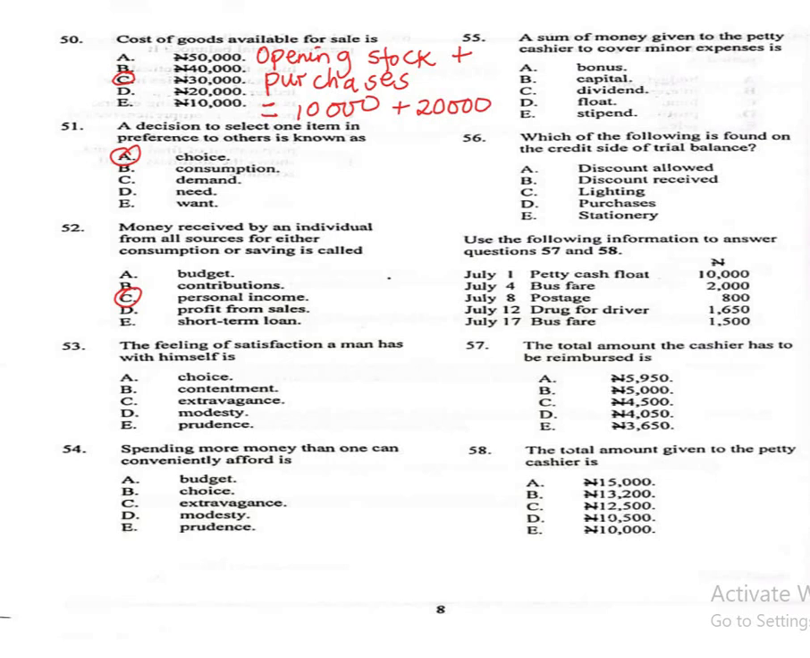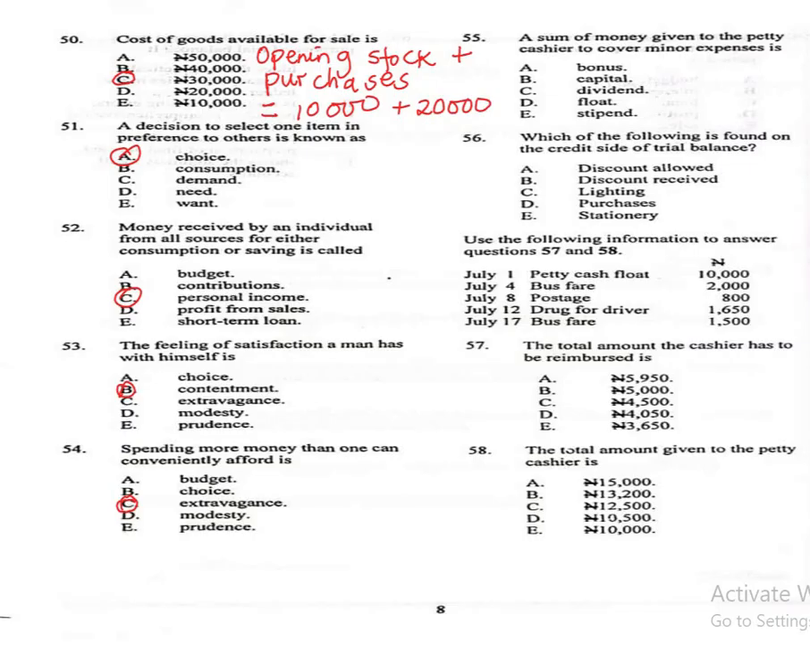Question 53. The feeling of satisfaction a man has with himself is A, choice, B, contentment, C, extravagance, D, modesty, E, prudence. The correct answer for 53 is contentment. Question 54. Spending more money than one can conveniently afford is A, budget, B, choice, C, extravagance, D, modesty, E, prudence. The right answer is extravagance.